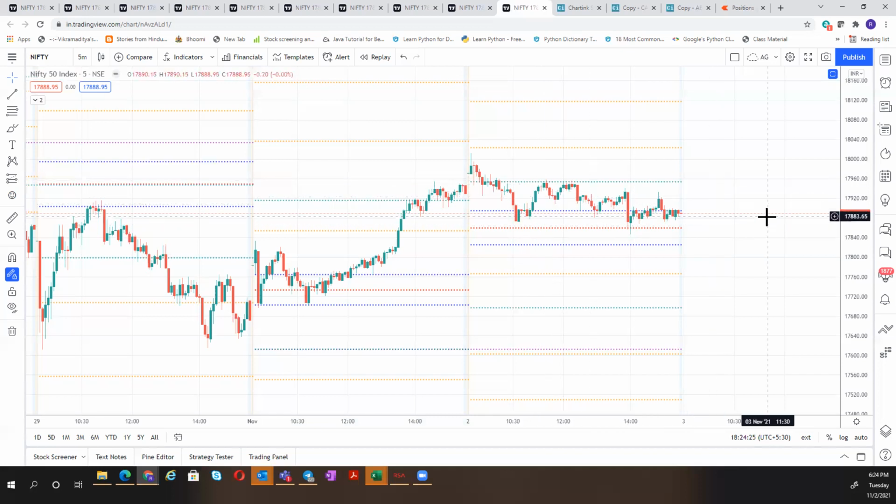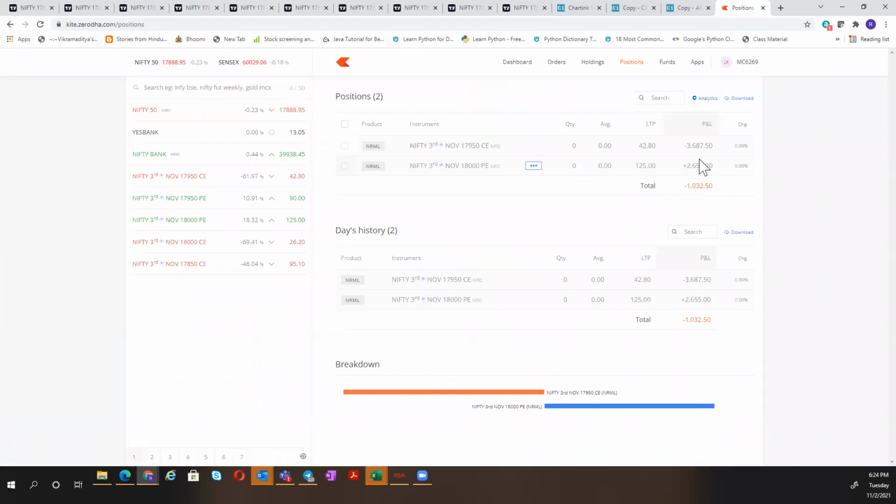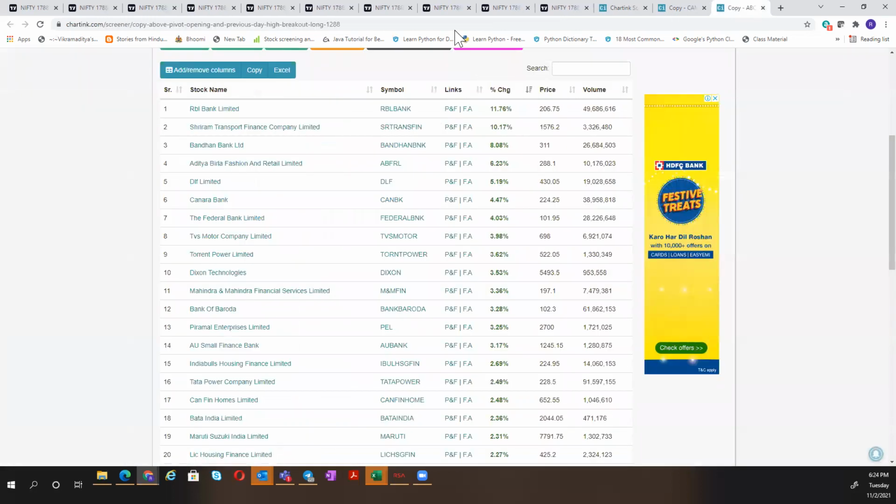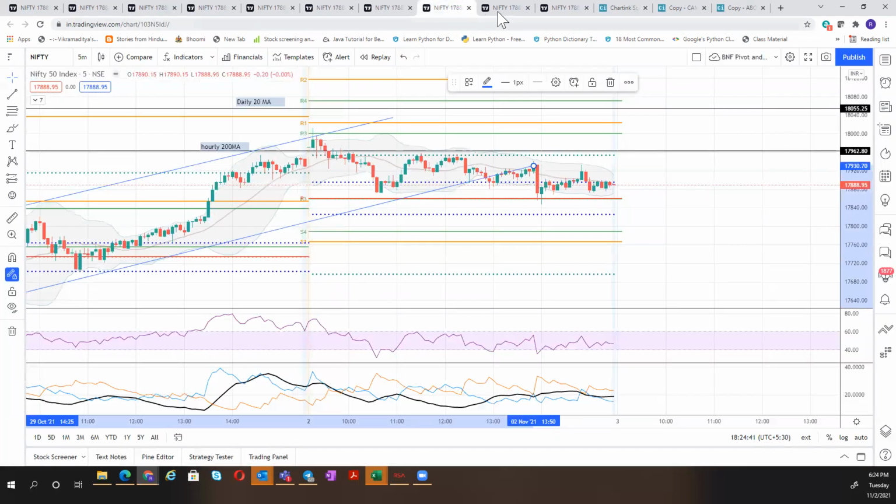After that, it was completely choppy, and seriously, there was no trade. Once I missed this opportunity, I stayed away from the market. At one point of time, it was around a 3,000 loss. Then I recovered with the PE trade and then stopped trading. Now, coming back to the few trades which I gave today.